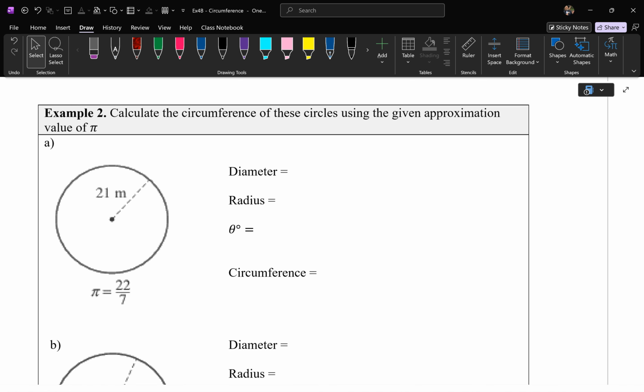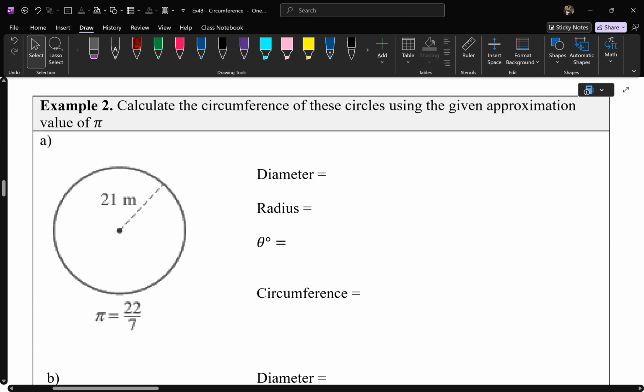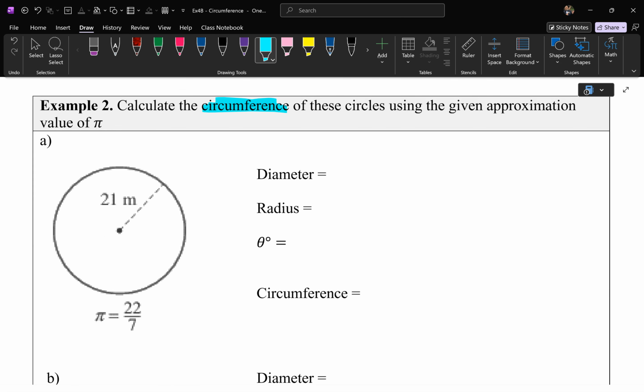All right, next example. This one says, again, you're going to calculate circumference, so you're finding perimeter. And this time it says approximation. So if they say approximation, in this case, they wanted you to use 22 over 7, not the pi symbol and not 3.14.